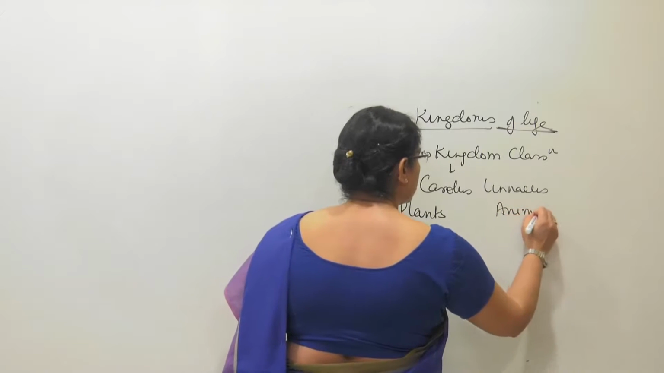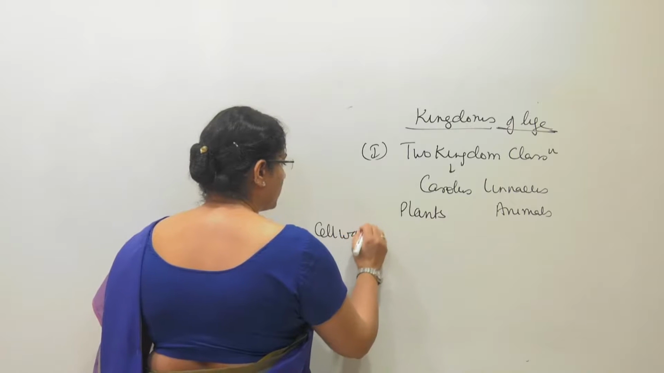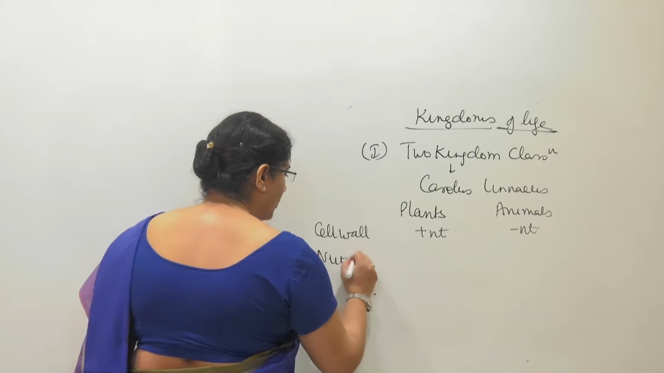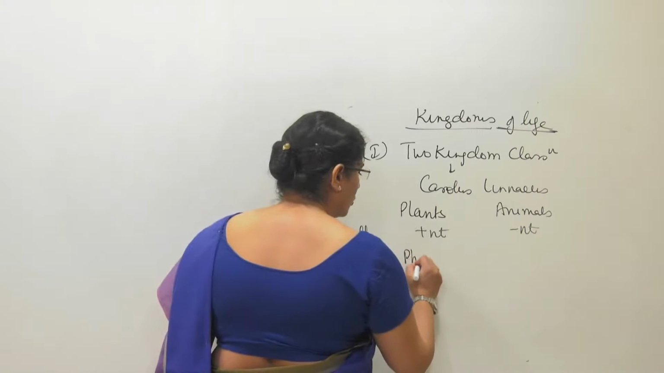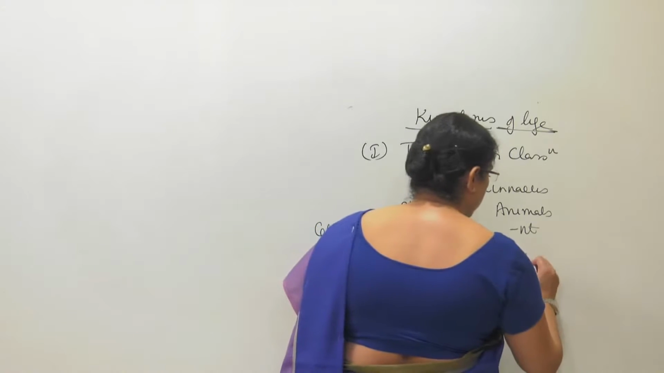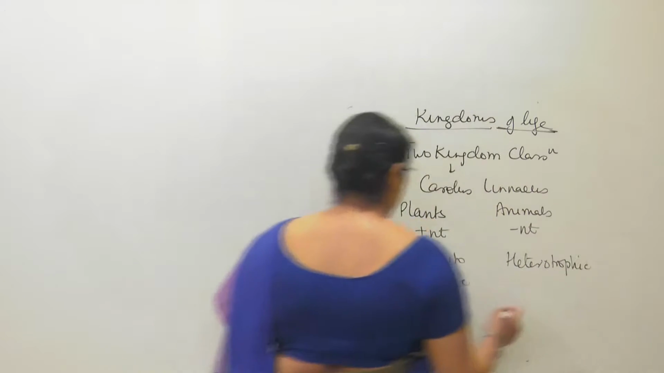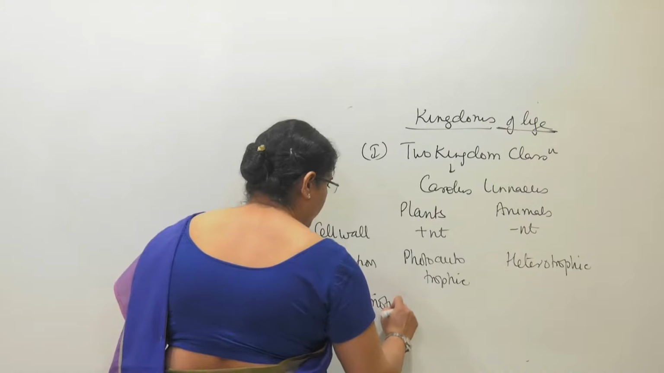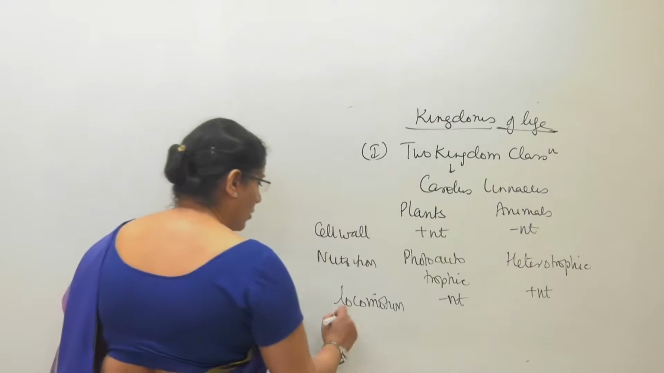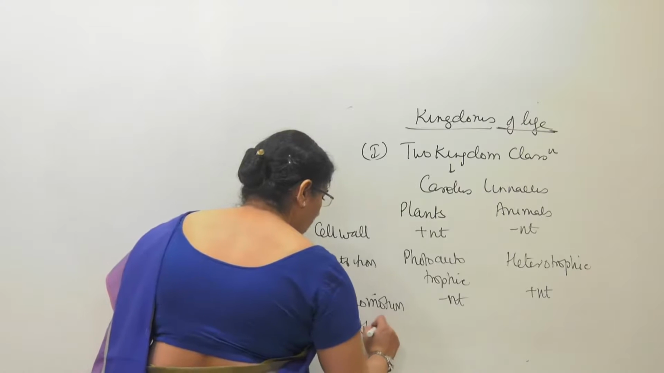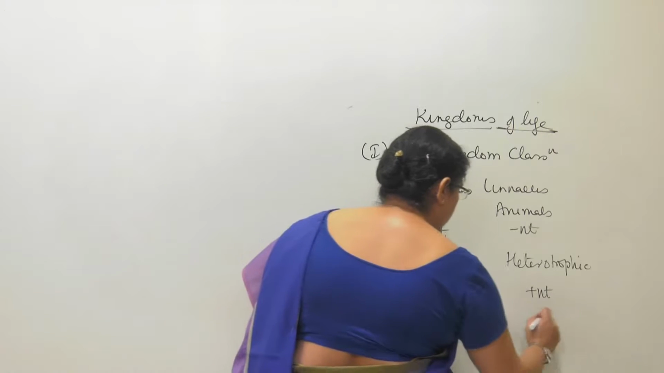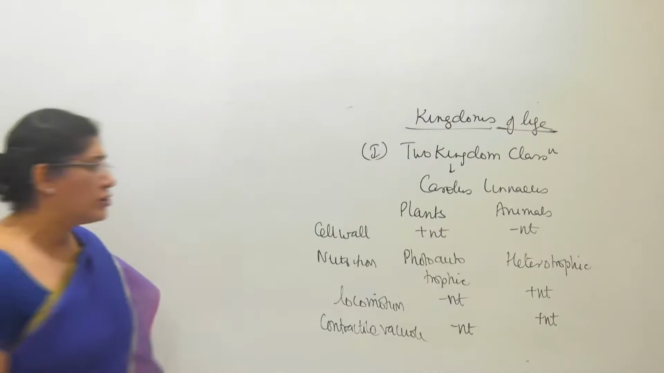He has grouped organisms into just plants and animals. The common criteria he used was cell wall, which is present, absent, mode of nutrition. He considered all plants to be photoautotrophic and animals as heterotrophic. Locomotion absent, present. Then contractile vacuole. This is how he has studied. I am not saying this is absolutely correct. This is what he has studied. Absent, present, and response to stimulus.